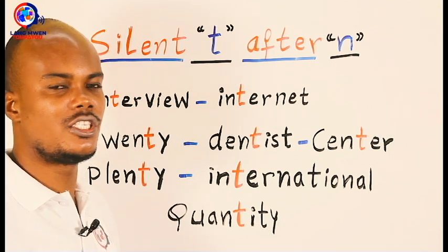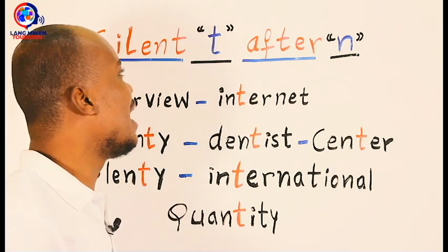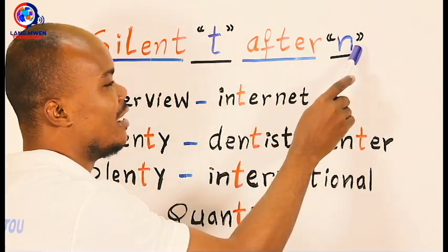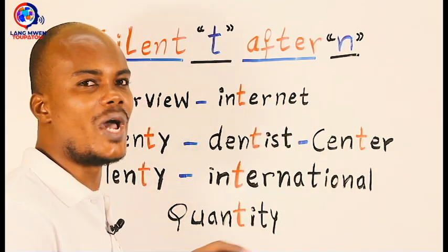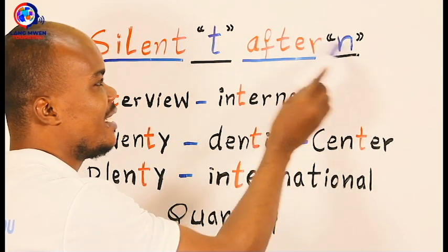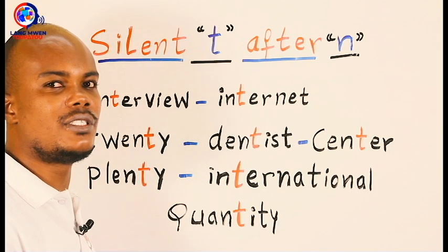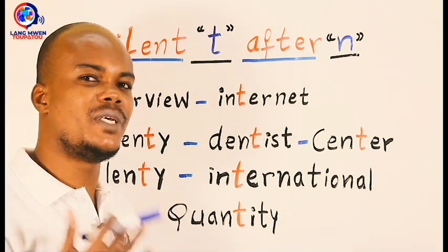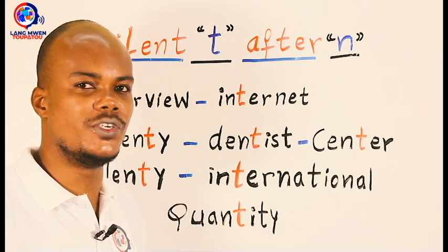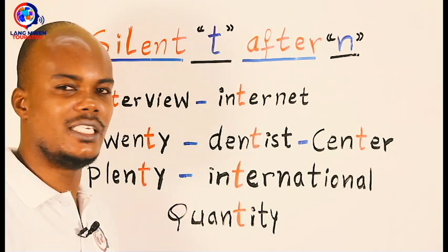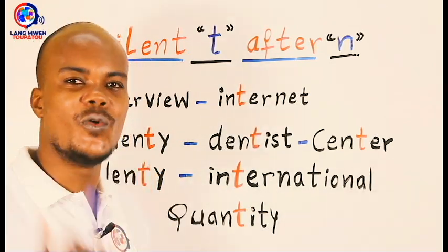In British English, you can say interview, you pronounce the T. Remember, I'm talking about the silent T after N. When I say silent T after N, I mean the letter T comes right after the letter N. You can see that, for example, in this word, you see NT. The letter T comes after the letter N. If you speak British English, you would say interview. It's normal to say interview. Internet, twenty, dentist, center, plenty, international, or quantity.